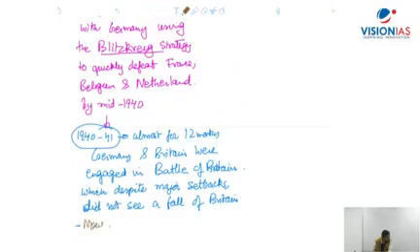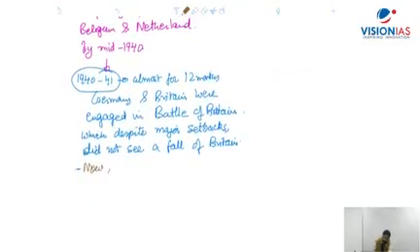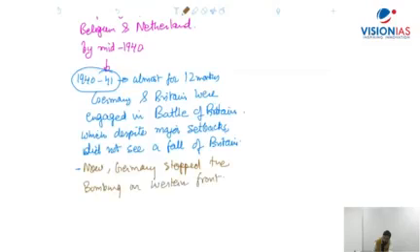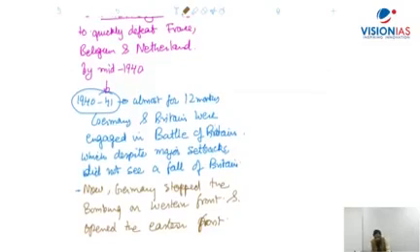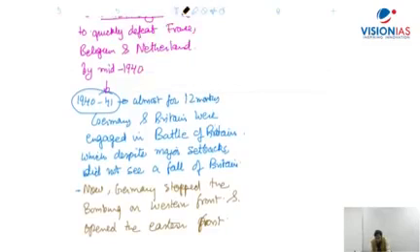Now, we did not see a fall of Britain. Germany stopped the bombing on the Western Front and opened the Eastern Front of the war. Everybody's written?